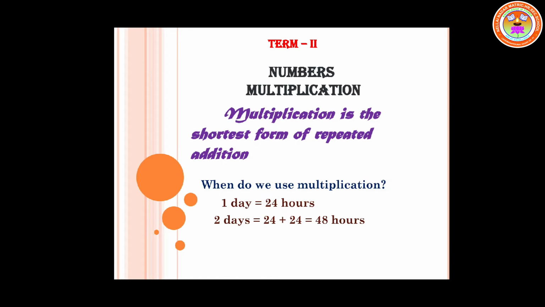Now I want to find for 7 days. What should I do? Should I add 24 seven times? Or shall I multiply 24 and 7? When I add 24 seven times, the same value is got. Yes, this is where we are going to use multiplication. Okay, children? So let us learn some more of multiplication.